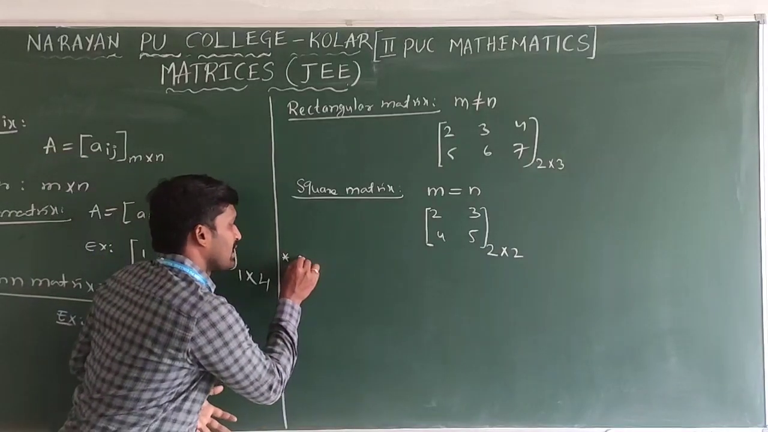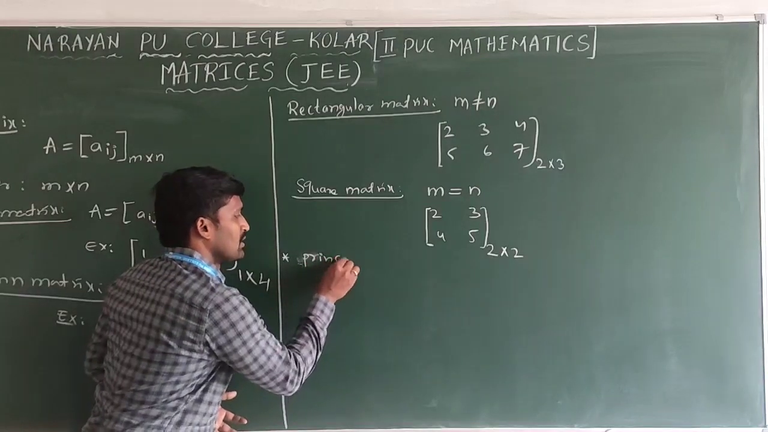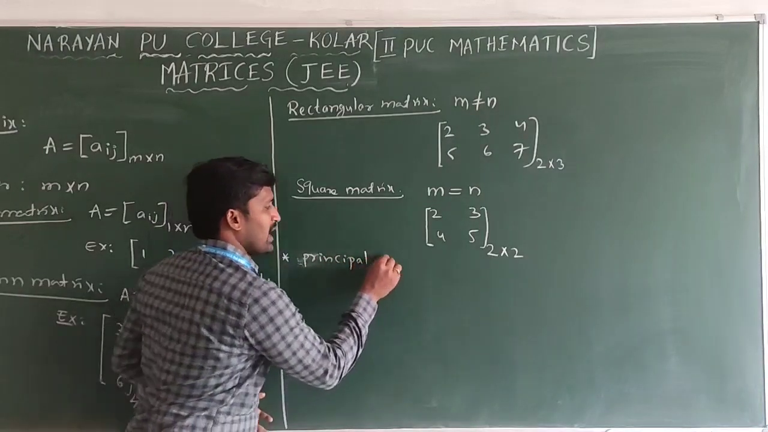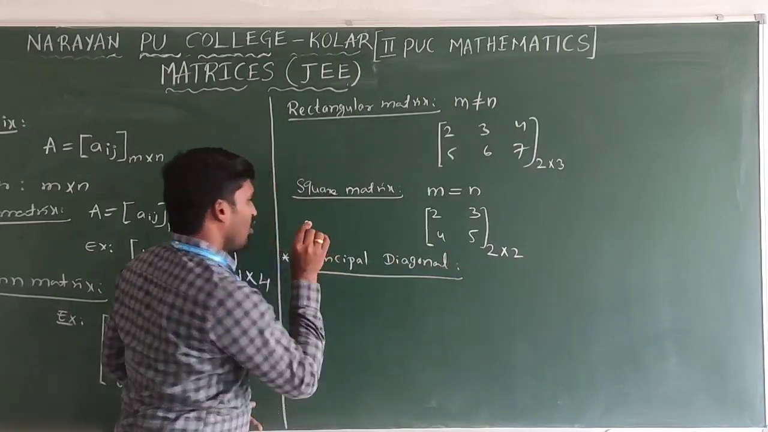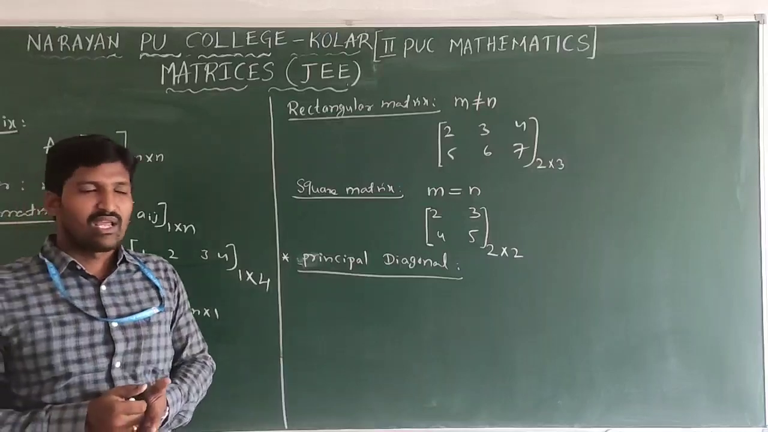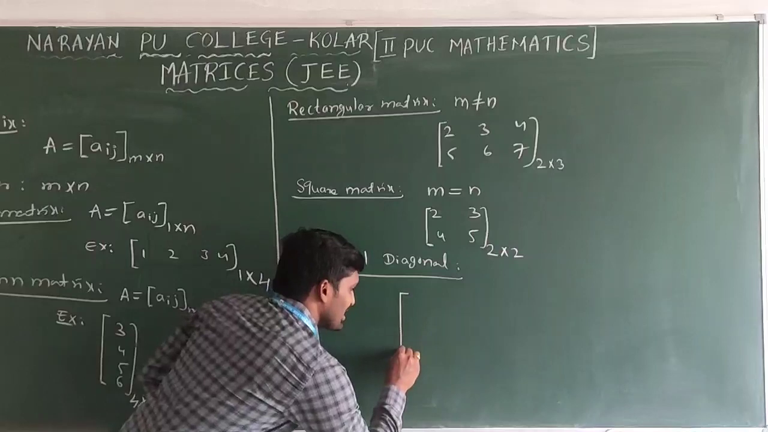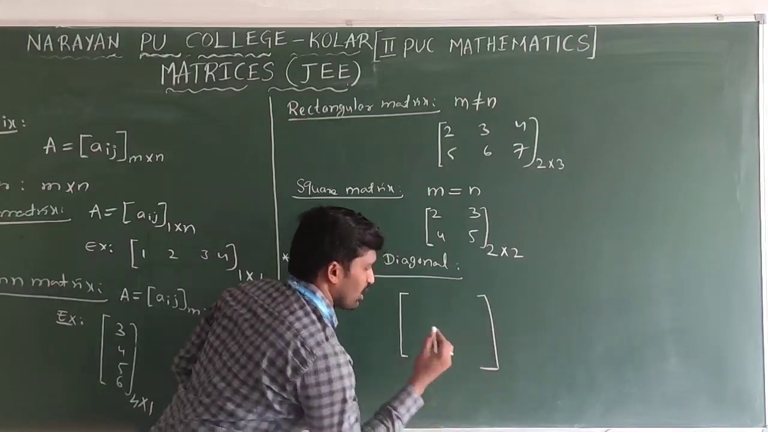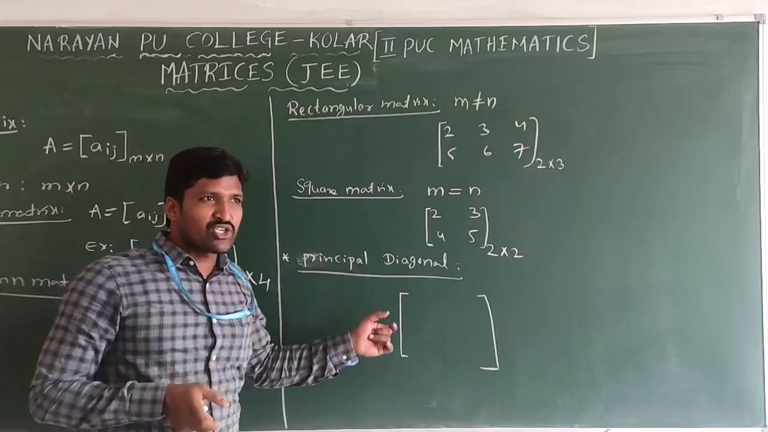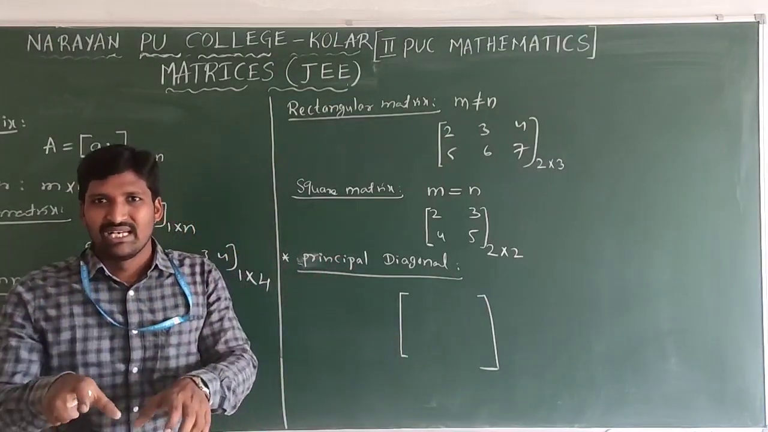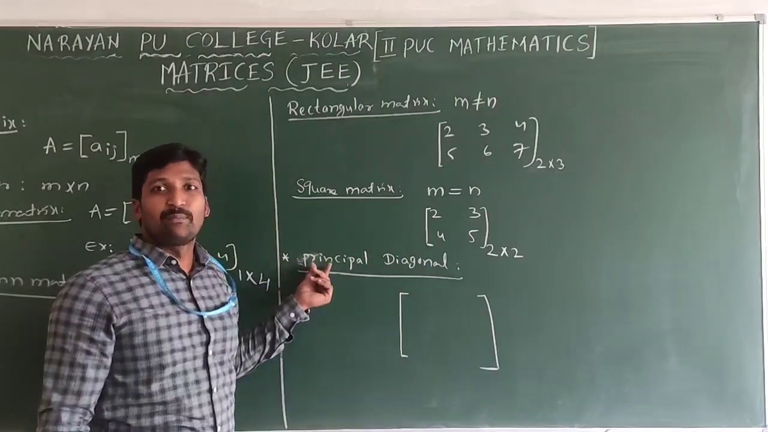Coming to the next important definitions. What is meant by diagonal matrix? Before that we learn one more thing: principal diagonal. What is meant by principal diagonal is, in a square matrix, the elements lying along the diagonal. How to identify them? The row position and column position are both the same. Such elements lying along the diagonal we call the principal diagonal.